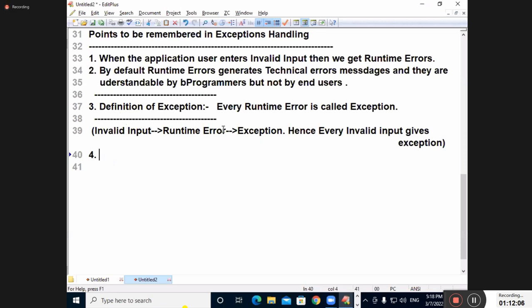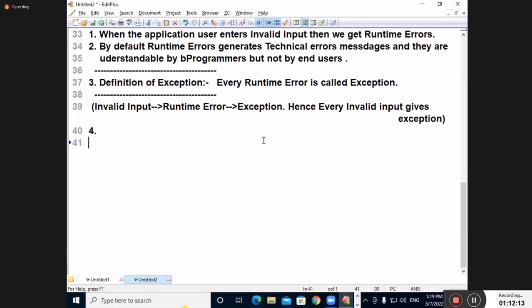Come back to the point. Invalid input gives runtime error. That reading Python notes example was general awareness. Come to the ATM application. I kept my card in reverse order. What is it? Exception. When exception comes, by default what message will come? Technical error message. Why? By default, runtime errors give which messages?